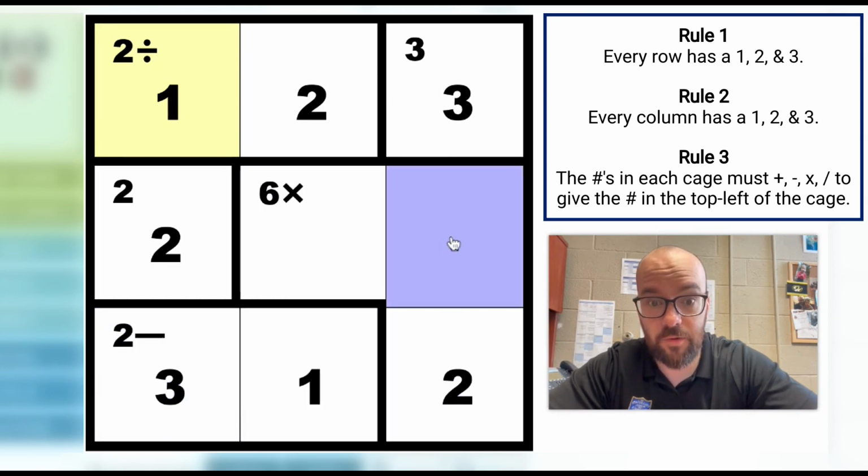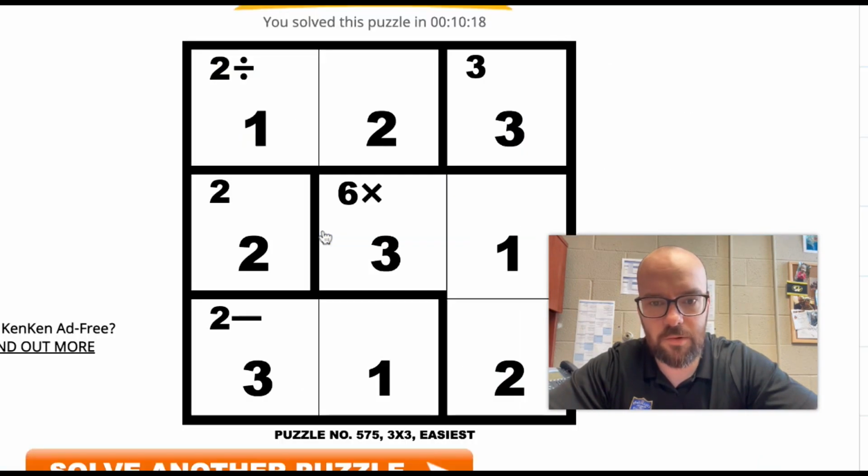And then I think I can fill the rest of this out just from there. This will have to be a 1, and then this must have to be a 3. And let me double check. 1 times 2 is 2, times 3 would give me 6. So that's got to be a 3 right here.